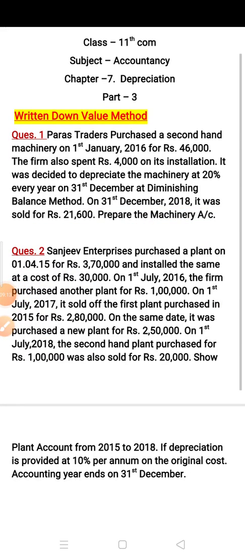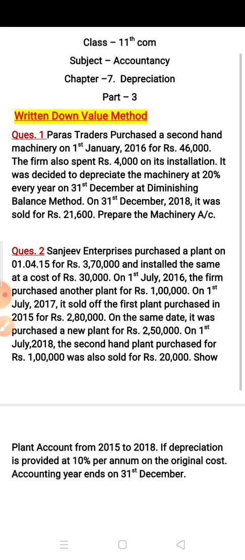So children, I hope you all have understood how to make the machinery account, how to make the asset account for written down value method. In straight line method and in written down value method, the account format is the same, the method of solving the question is the same, only the difference is in depreciation. In straight line method, you always charge the depreciation on original cost, every year on original cost. And in written down value method, you charge the depreciation on the balance, every year's balance.